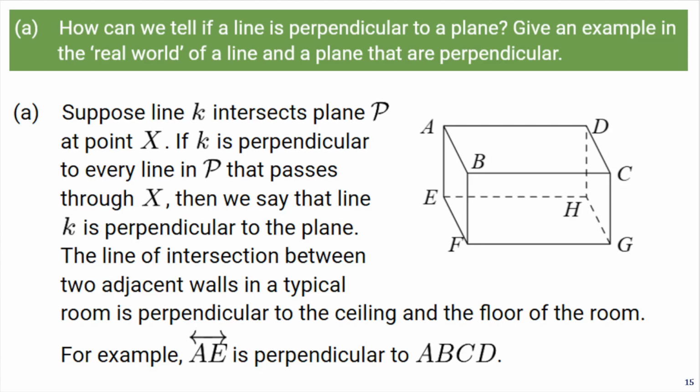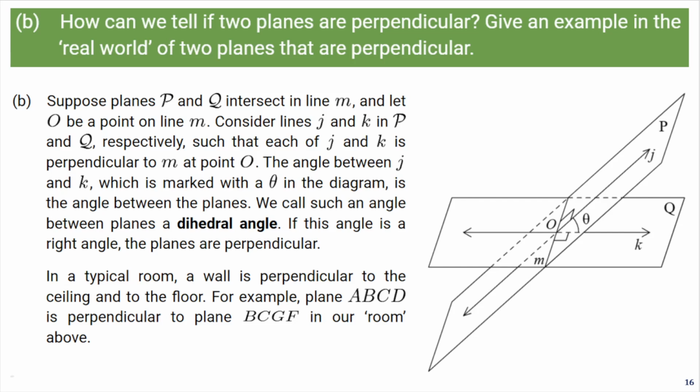Okay, now let's consider question B. Suppose planes P and Q intersect in line M, and we let O be the point on line M. Consider lines J and K in P and Q respectively, such that each of J and K is perpendicular to M at point O. The angle between J and K, which is marked with a theta in the diagram here, is the angle between the planes.